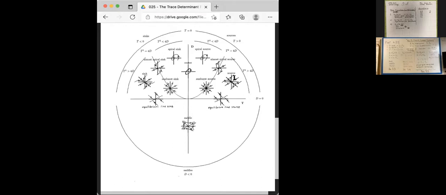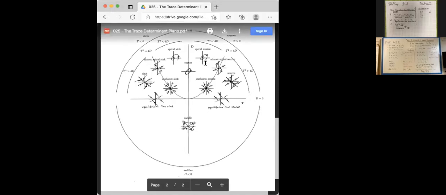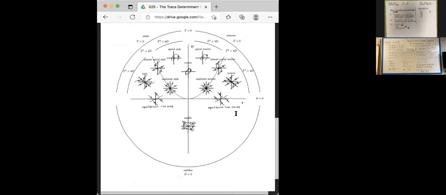And under this parabola is source land. Under parabola, upper right. Above parabola, upper right, is spiral source land. A whole region that's filled with spiral sources. The other cases are border cases. They live on the parabola. Sunburst source, the almost spiral source, sunburst sink, the almost spiral sink, the equilibrium line source, and equilibrium line sink.